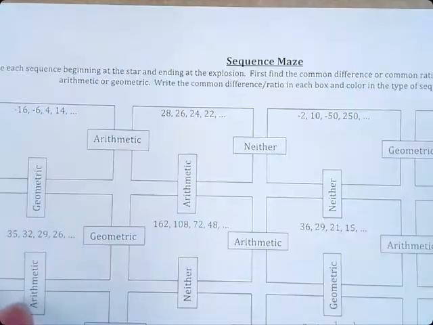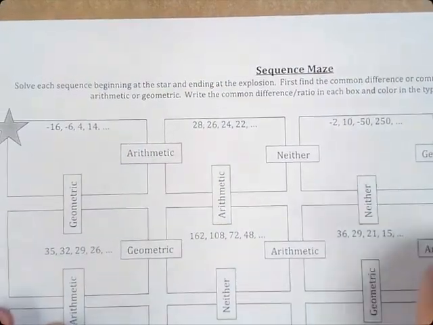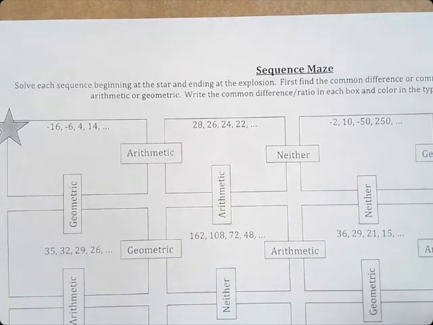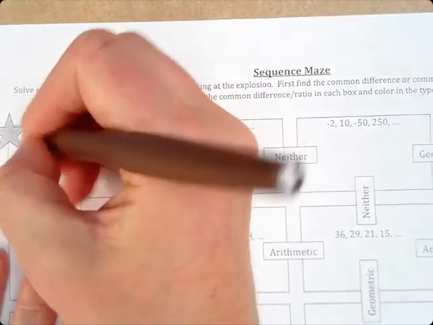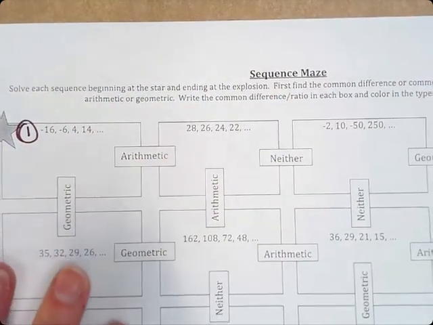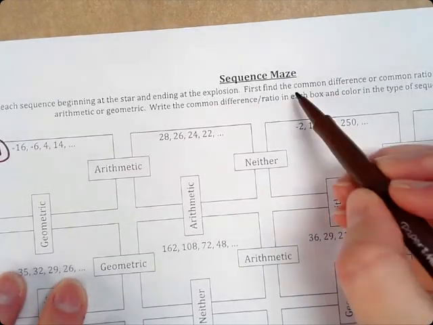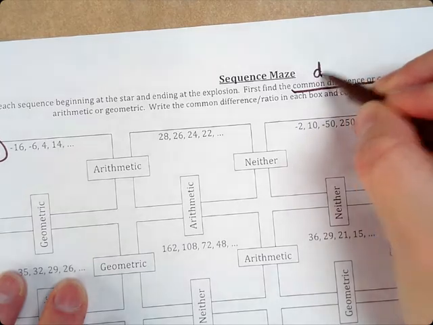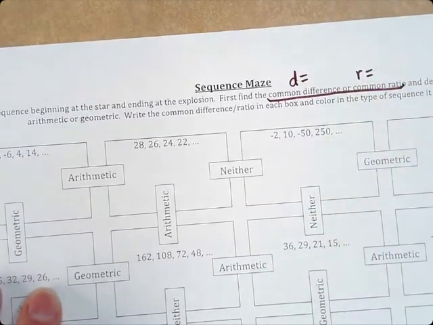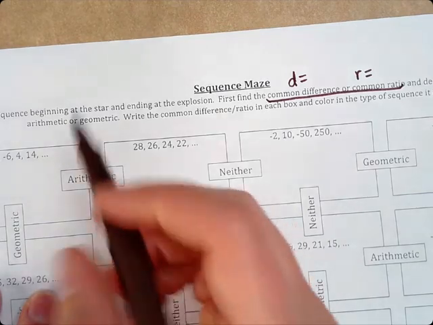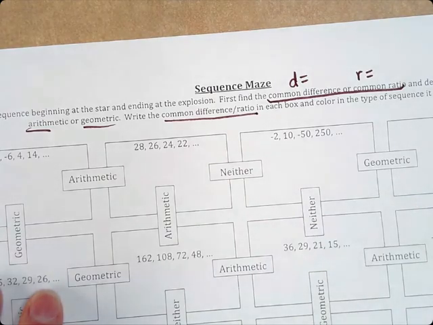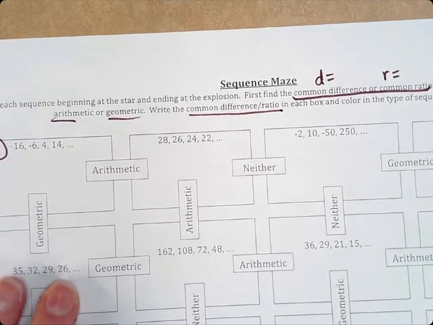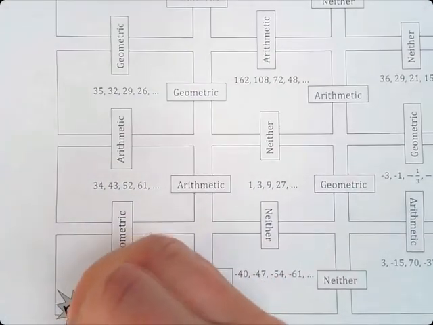All right, let's look at y'all's assignment. We are only doing the maze side. So let me read the instructions to you. Solve each sequence beginning at the star and ending at the explosion. So this is number 1. First, find the common difference or common ratio. So you're either going to say D equals or R equals, and decide the sequence is arithmetic or geometric. Write the common ratio or difference in each box and color in the type of sequence it is. You're going to follow it around until you end at the explosion.